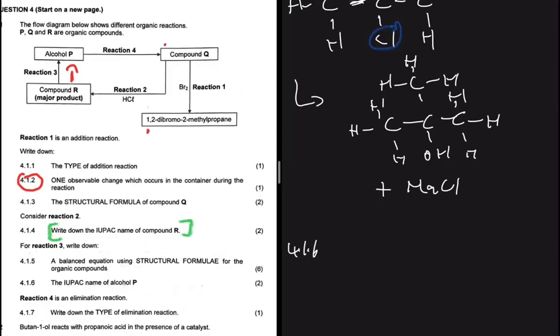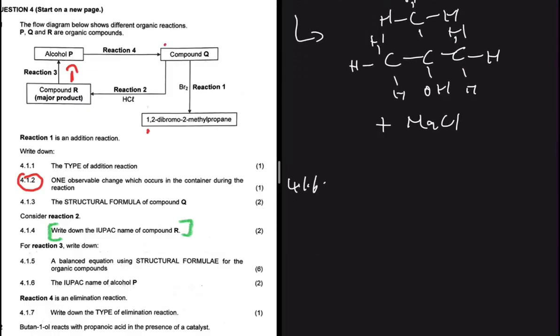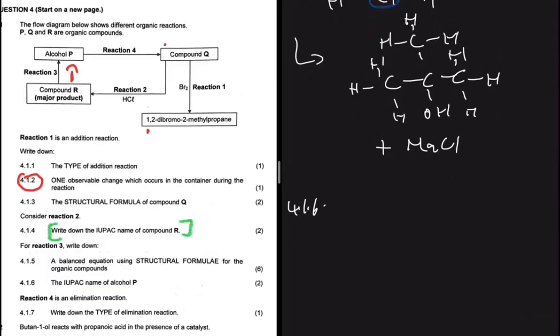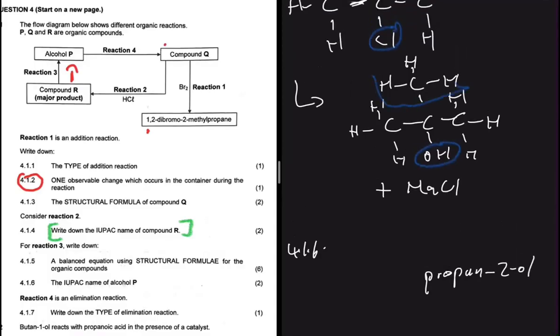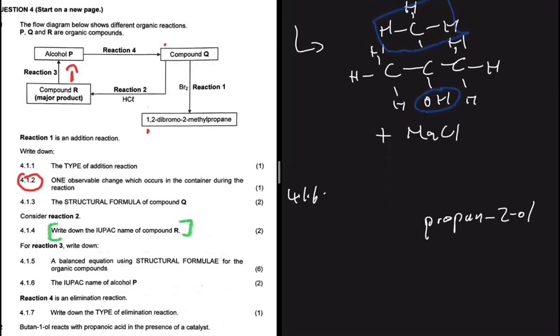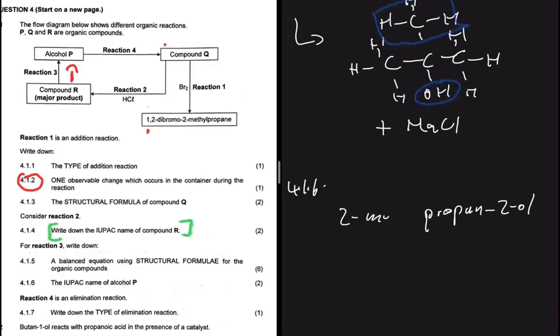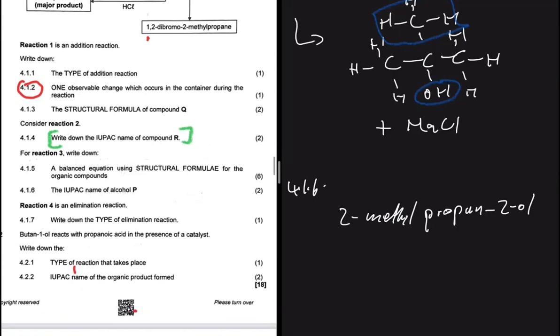4.1.6, we need the IUPAC name of the alcohol. So then OH is on the second carbon, right? So it's going to be propan-2-ol, and then now we just need to put the branch in our IUPAC name. So we're going to have 2-methylpropan-2-ol, and we are good to go, right?